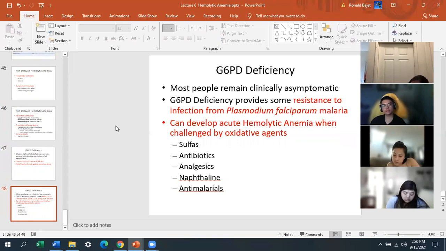However, if you're G6PD deficient, fortunately, there's a bright side to this: you're resistant to infection from Plasmodium falciparum malaria. So if you don't have G6PD, then lucky you, you will not get Plasmodium falciparum malaria. The drugs that can cause you to have hemolytic anemia are the sulfa drugs, antibiotics, analgesics, naphthalene, and antimalarial drugs. If you have G6PD deficiency, those can cause you to have hemolytic anemia.